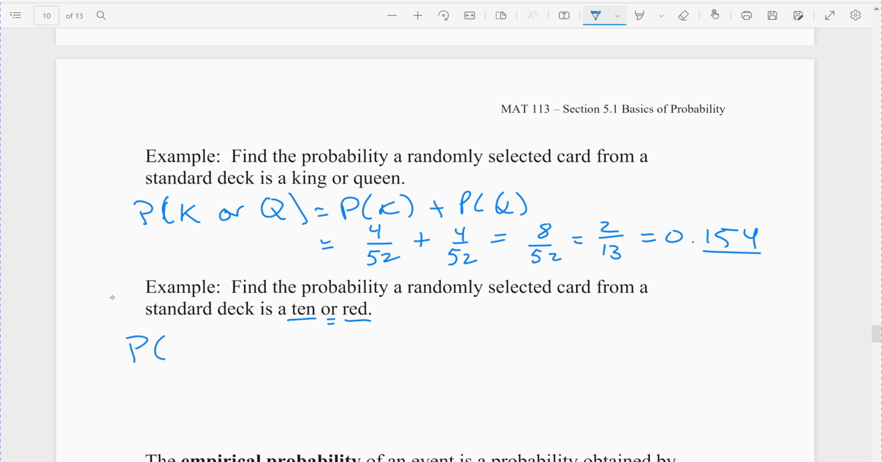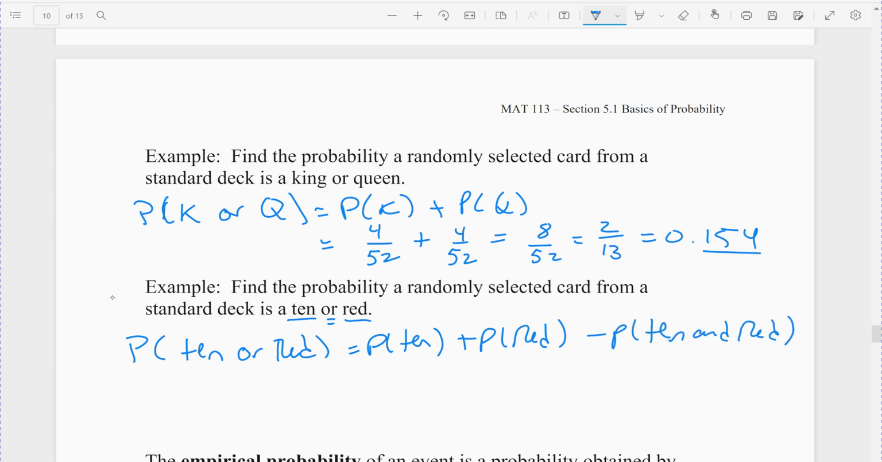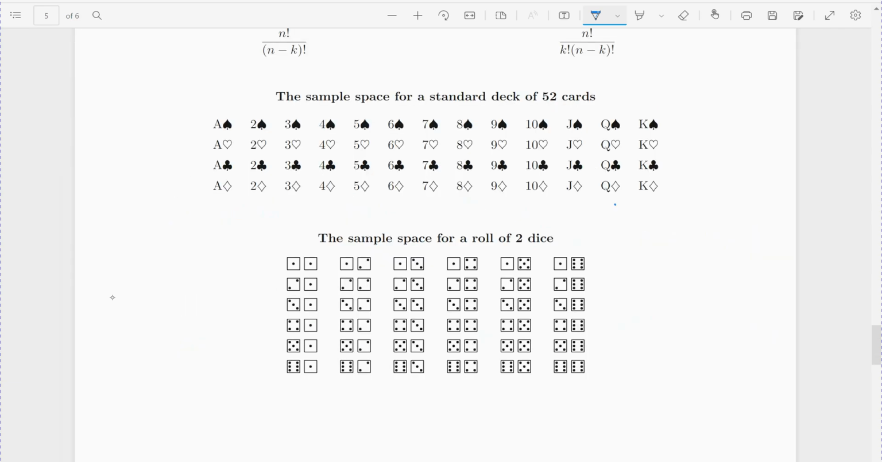So this one's different. You want the 10 or a red card. So this would be the probability it's a 10 plus the probability it's red minus the probability it's a 10 and a red. This time there'll be overlap. So remember, when you're looking at this sheet, those are the red cards. The hearts are the red cards and the diamonds are the red cards. 26, half of the deck is red, half of the deck is black, and we want the 10s, so we've got 10s here. And so there is overlap. I have 2 of them that are red and a 10 at the same time. So this time I do have to subtract.